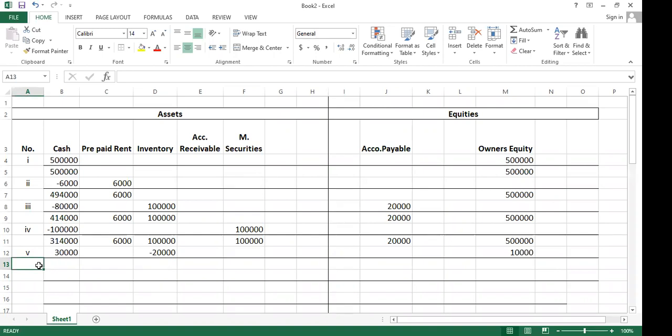Number 6. During the period rent expires 2,000. The company has prepaid 6,000. Now reduce the 2,000 because the expired rent for the period is 2,000. Reduce the 2,000 from the prepaid account and reduce the owner's equity by 2,000.